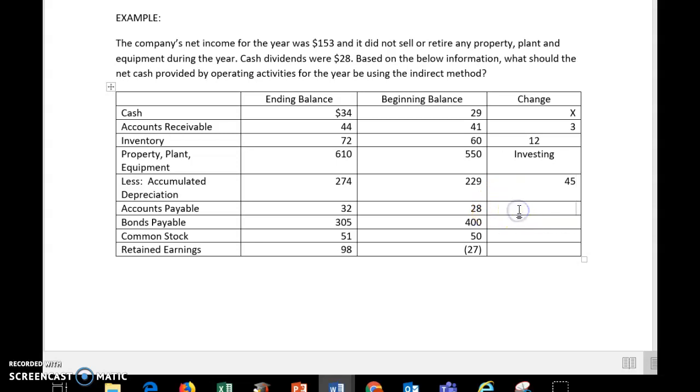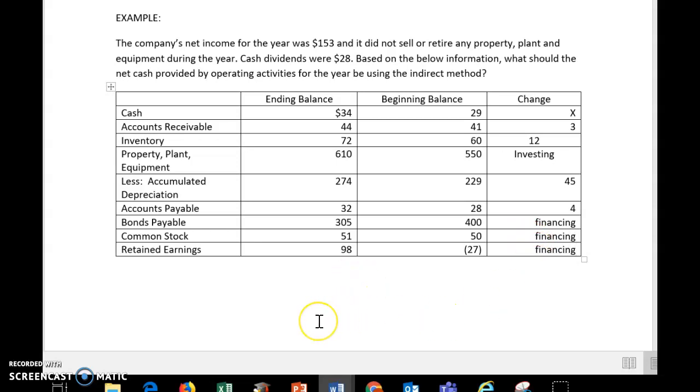Looking at the accounts payable, we had an increase here of 4. Bonds payable will go into the financing section. Common stock would also go into the financing, as well as the retained earnings.